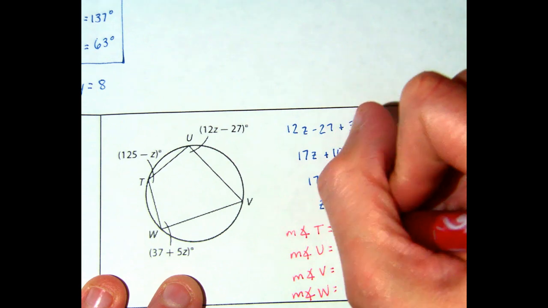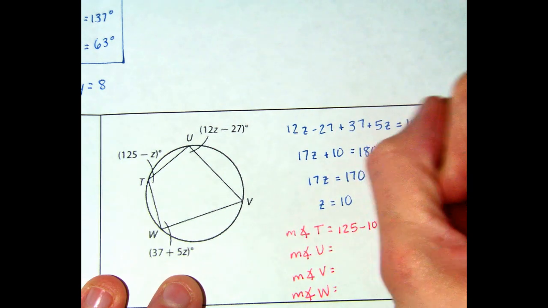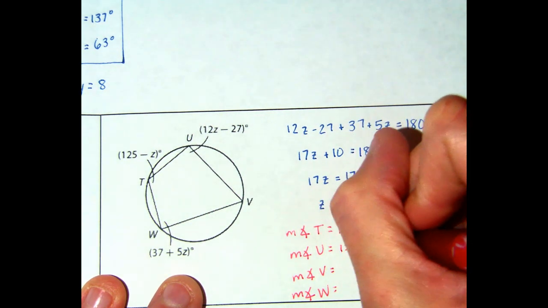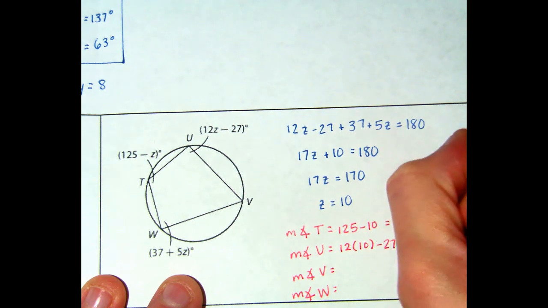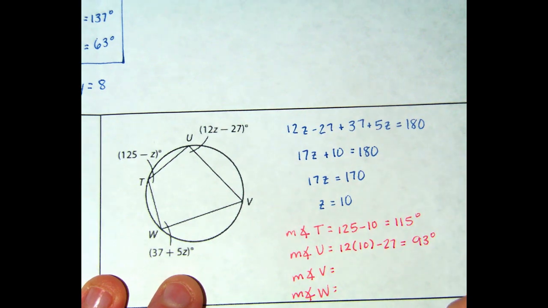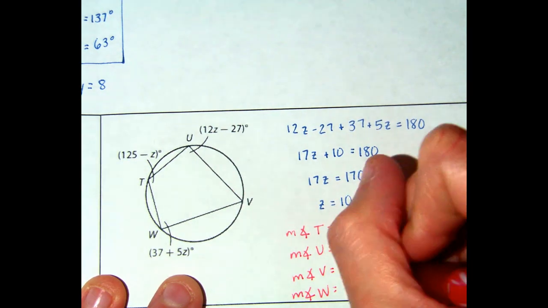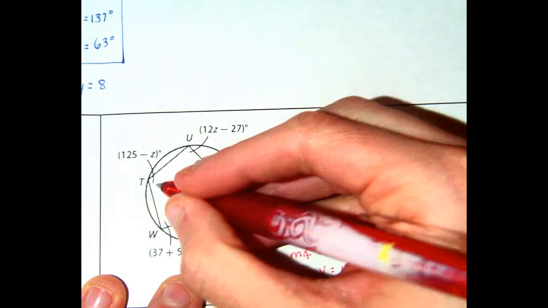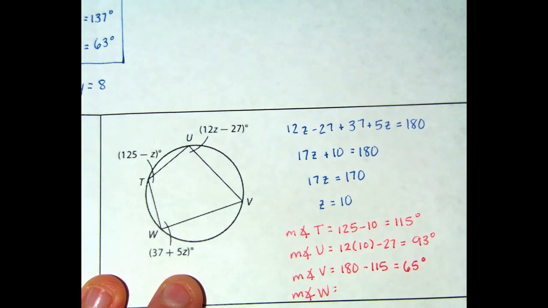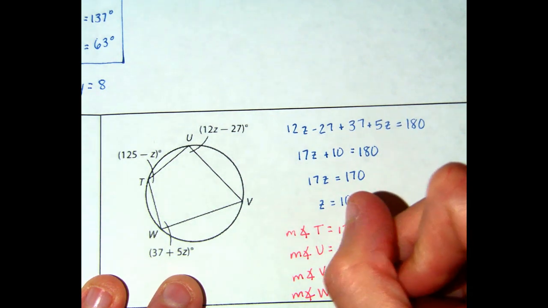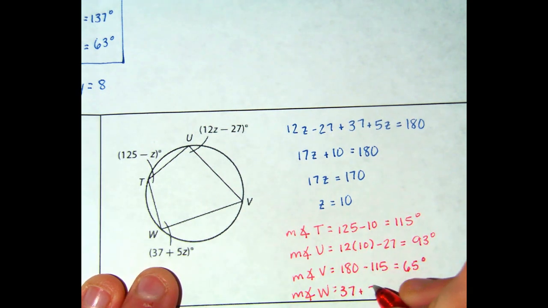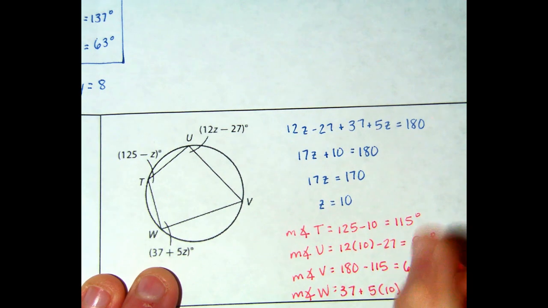The measure of angle T is 125 minus 10, which is 115 degrees. The measure of angle U is 12 times 10 minus 27, which is 93 degrees. The measure of angle V is 180, supplementary, minus 115, and that is 65 degrees. And the measure of angle W is either 180 minus 93, or we can plug in 37 plus 5 times 10, which is 87.